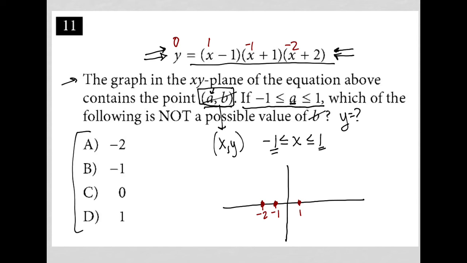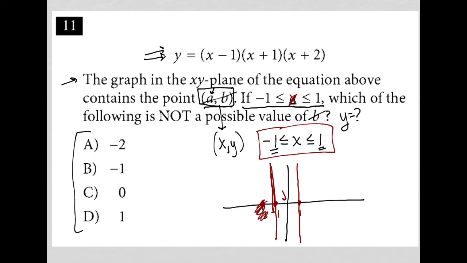And then the question says a, but again, I rewrote it as x. So x is between -1 and +1. So we only care about, I drew that line wrong. We only care about what's happening between these two vertical lines. So even this -2 doesn't matter to me. So I'd be curious to find out what happens at 0. What happens when x is equal to 0? So let's see what's going on there.